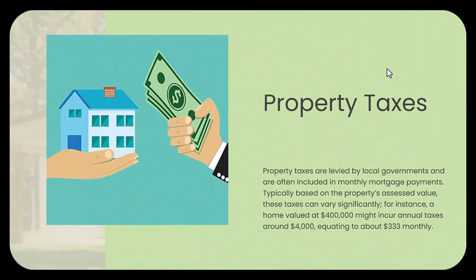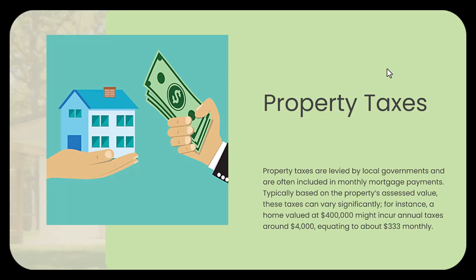Next is escrows. So escrows have 2 pieces: property taxes and insurance. Property taxes, you can look up the tax rate in the area that you're purchasing. For example, if you're buying a $400,000 home and the tax rate was 1%, you'd be paying $4,000 of annual taxes, and that breaks down to $333 a month that you are escrowing to go to your mortgage.